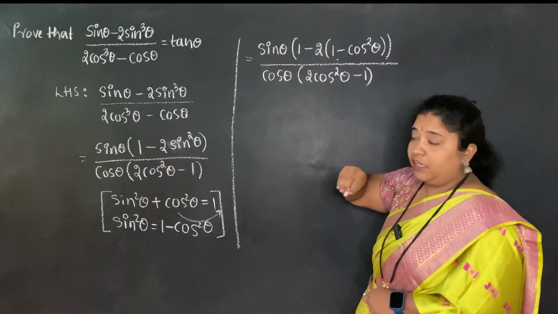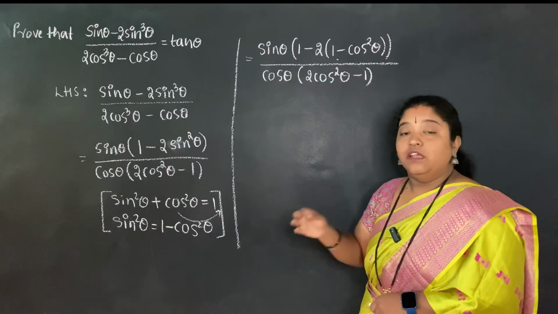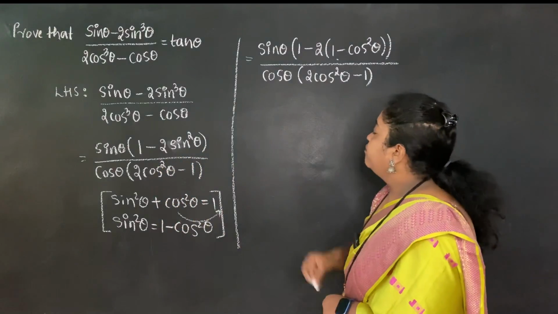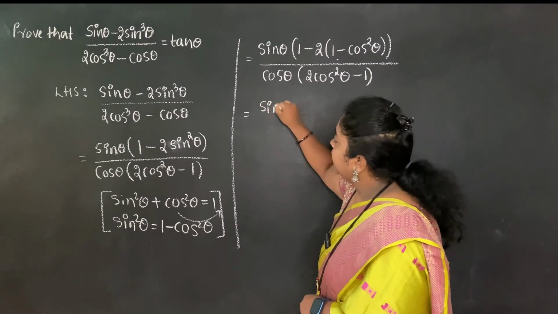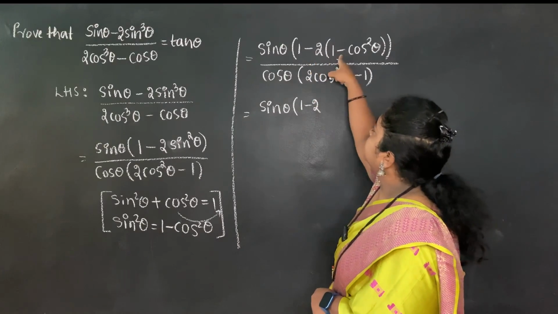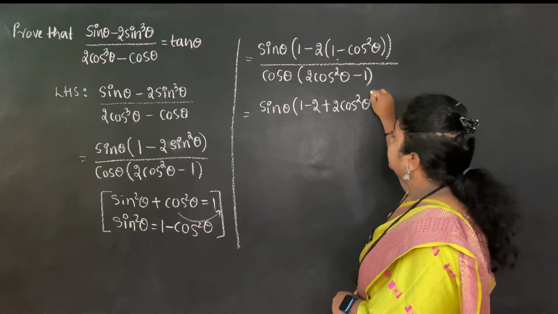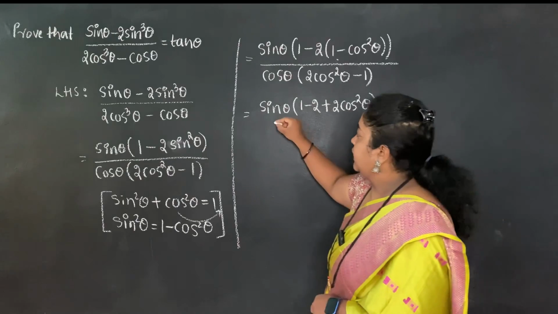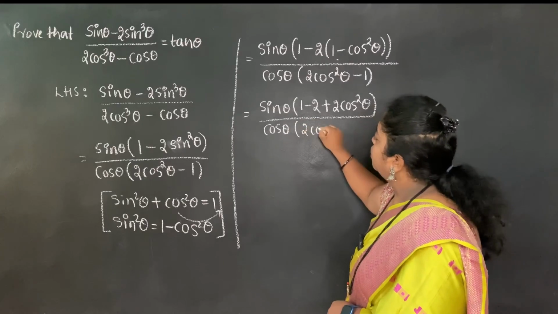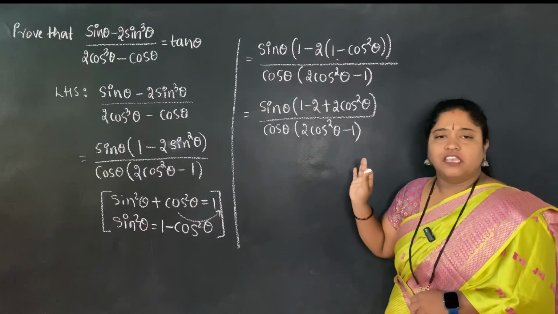Fine. So either you consider the numerator in the form of cos or you convert cos in the form of sine. My aim is just to cancel these two. You have to keep that in your mind. Understanding. Now simplify this. See, sine theta into bracket 1 minus 2 into 1, 2, minus into minus plus 2 cos square theta, whole divided by cos theta into bracket 2 cos square theta minus 1. Don't change anything in the denominator. Just keep it as it is.